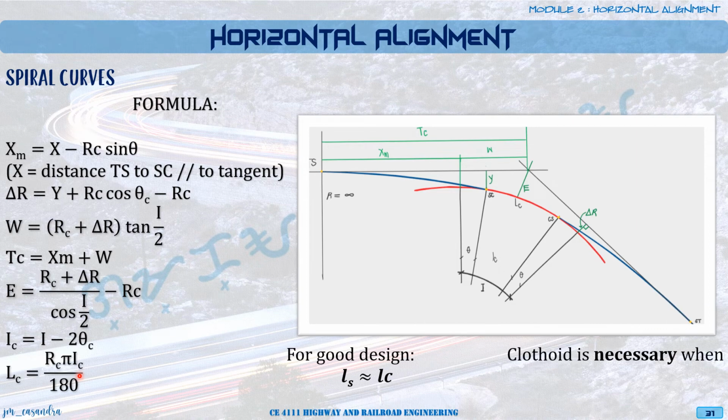So next, the need to provide a clothoid will be given by delta r. If delta r is greater than 0.20 meters, meaning the perpendicular distance from the tangent to our original circular curve is greater than 0.20, then it means that we have to provide a spiral curve. If it does not satisfy this condition, then there is no need for a spiral.